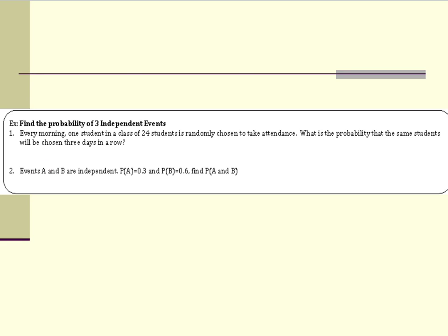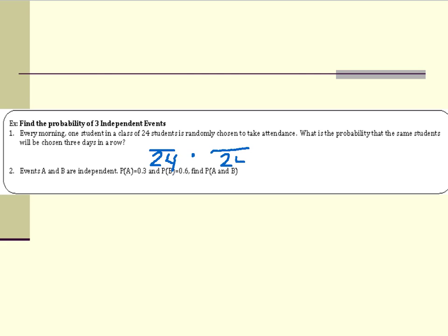So here's our first example. It says every morning, one student in a class of 24 students, so there's our total, is randomly chosen to take attendance. What is the probability that the same student will be chosen 3 days in a row? Okay, so we have 3 different things happening. We're going to have people chosen 3 times. And every time there's 24 possible students that can be chosen.